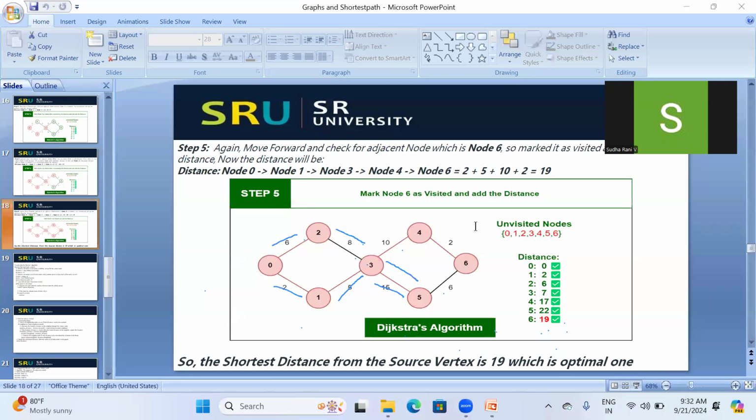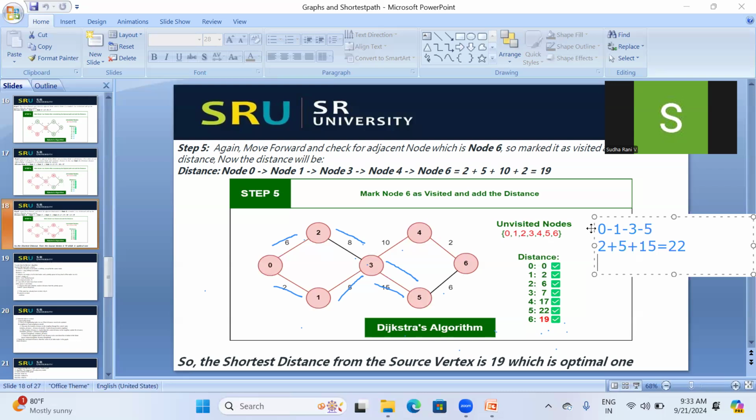Let us check what are the values we are getting. The first one is 0 to 1, 1 to 3, 3 to 5. So the values are 0 to 1 is 2, plus 1 to 3 is 5, plus 3 to 5 is 15. We are getting value 22 from path number 1.